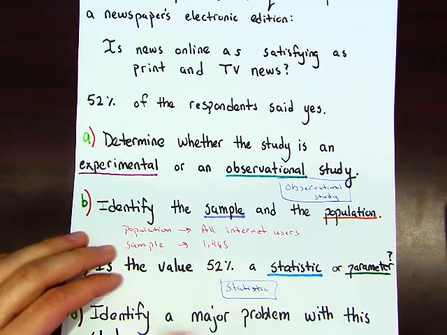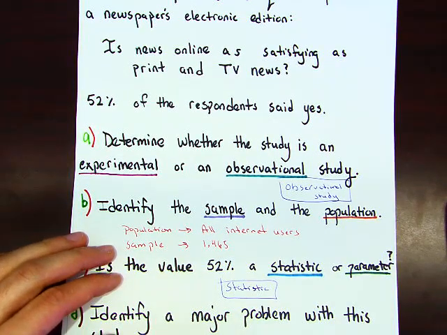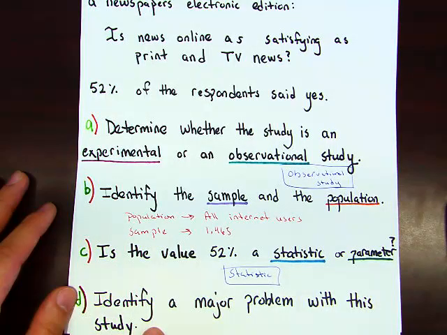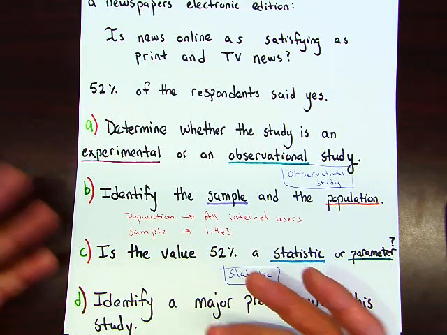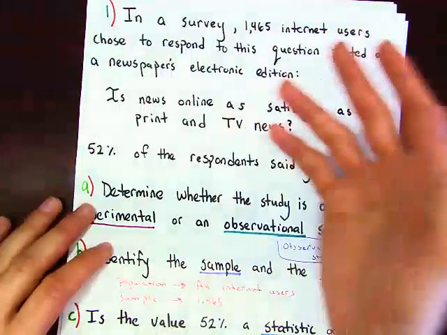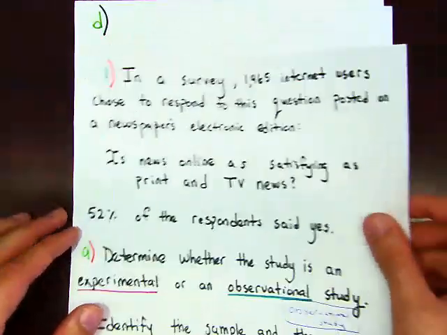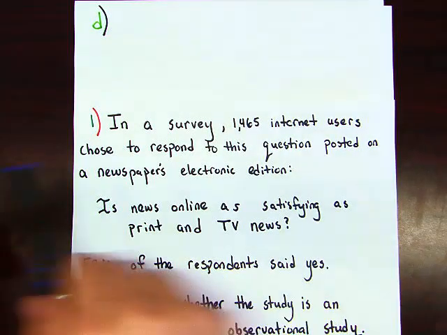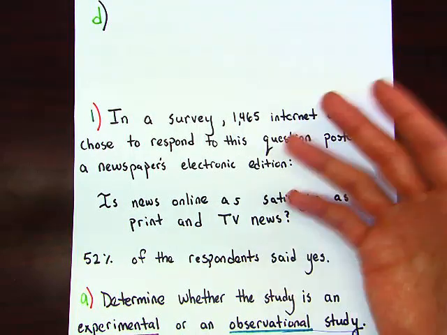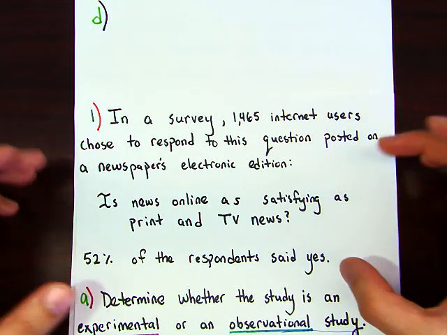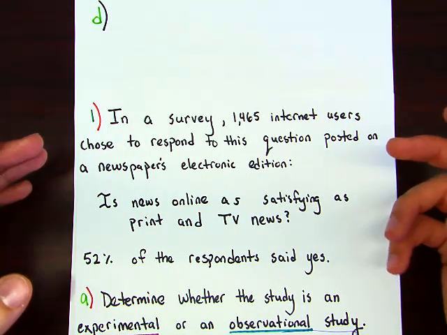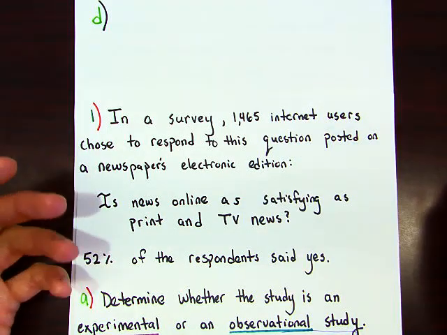And here, it's saying identify a major problem with this study. For this one, there are many answers, or many biases that you could take from this, but a pretty straightforward one is, let's see. What I want you to do is pause the video and try to think of a bias that you could generate from this study, right?